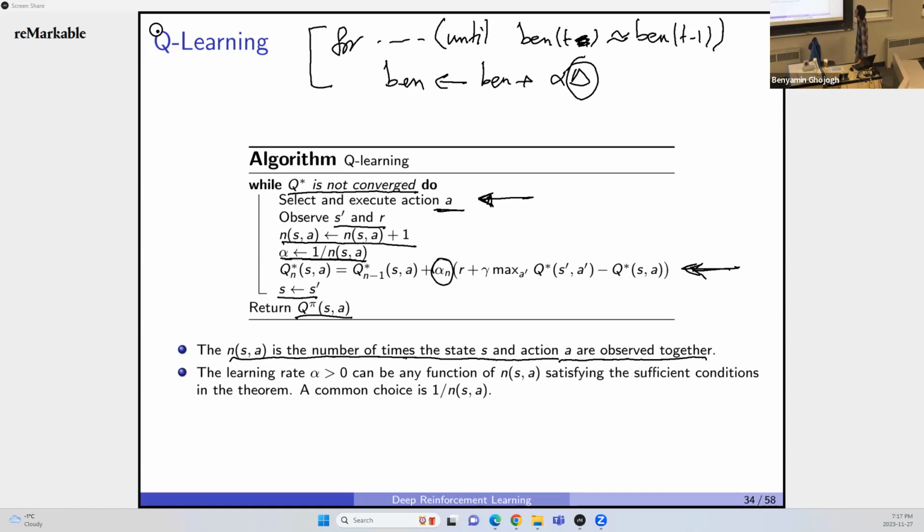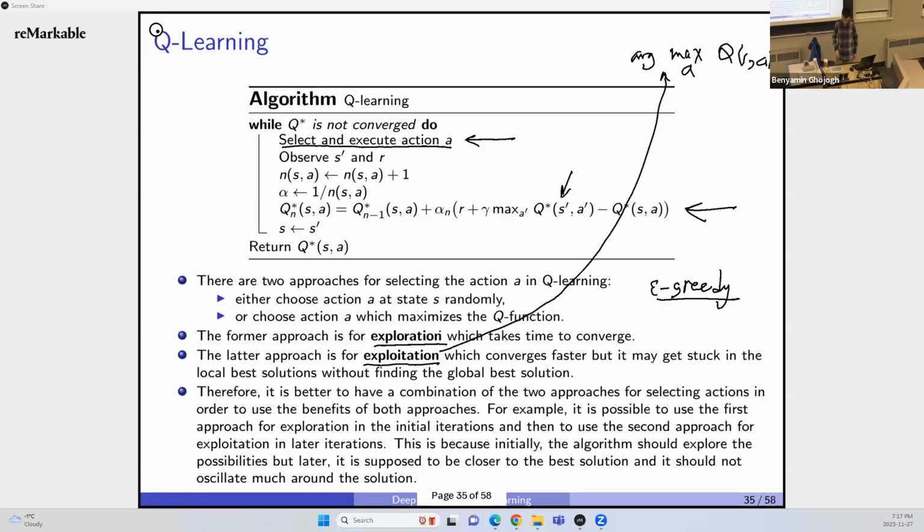And now let's talk about this one, action A. So as I said, there are two approaches. Either we select action A randomly, right? What happens?